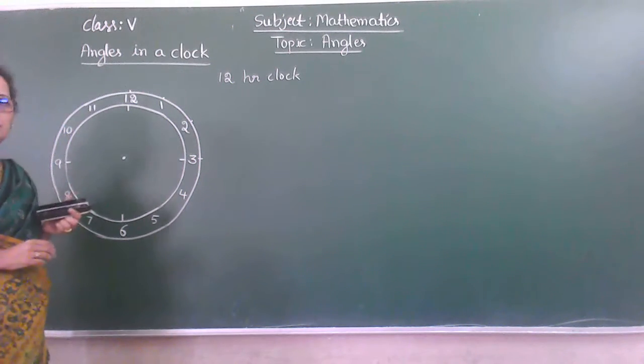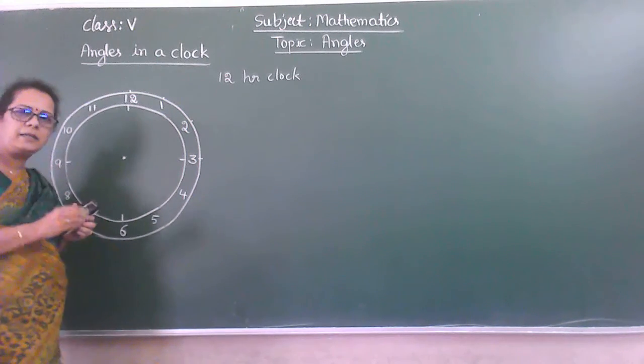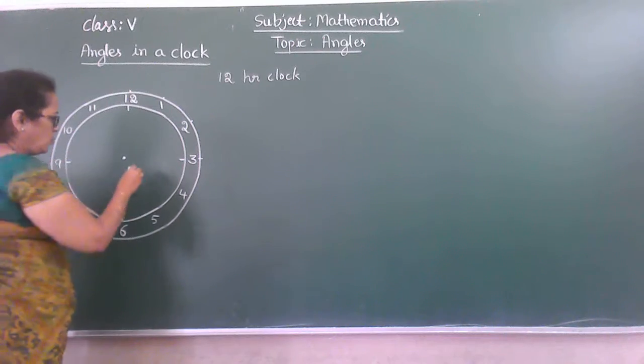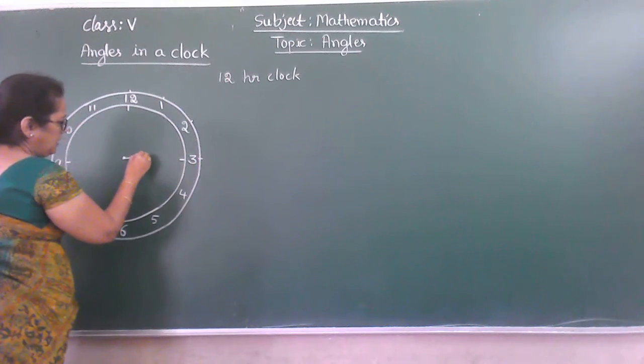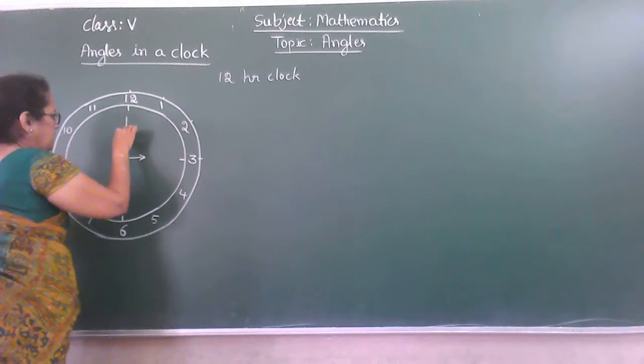These are the numbers. What about inside the clock? There are two needles, isn't it? One is a small needle and another one is a big needle.